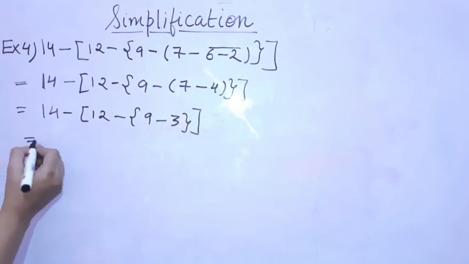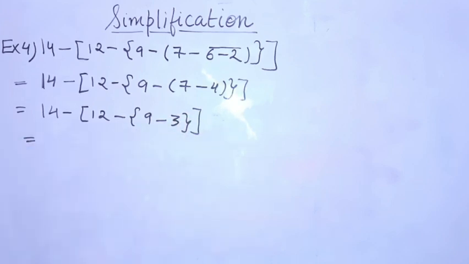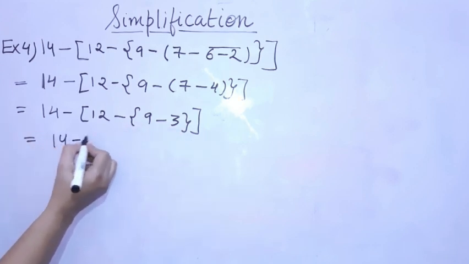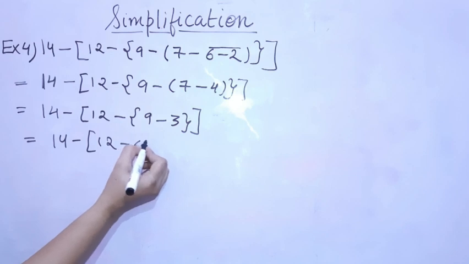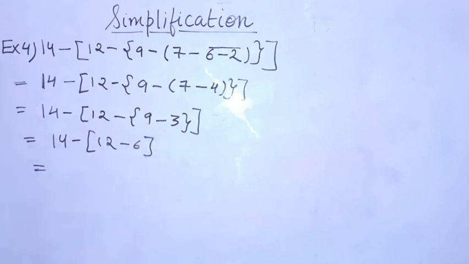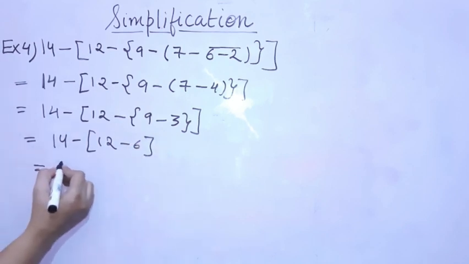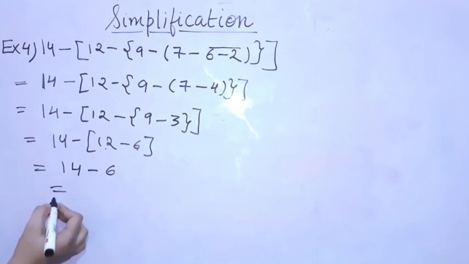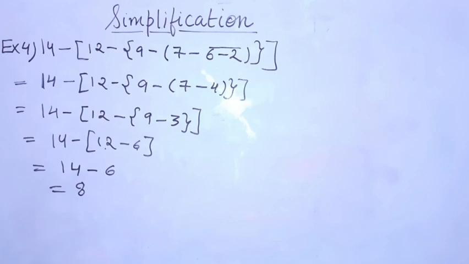Now which bracket do we have to solve? Now we have to solve the curly bracket. So 9 minus 3 is 6. Now which bracket do we have to solve? Square bracket or the big bracket. So 12 minus 6 is 6. Now students, tell me what is 14 minus 6? It is 8. So I hope you must have understood how to solve this question.